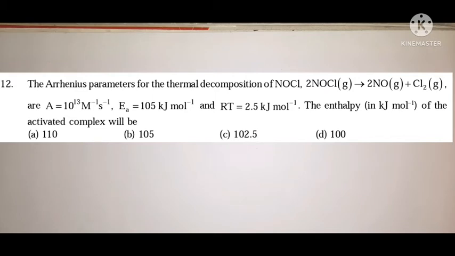So in this question you have the values of A, activation energy, RT, and you must find the value of enthalpy of the activated complex for this reaction. And this question is coming for 4 marks, which means it is coming from part C, and remember it is a December 2012 question from chemical kinetics topic. Understand? Okay, so let's do the solution of this question.